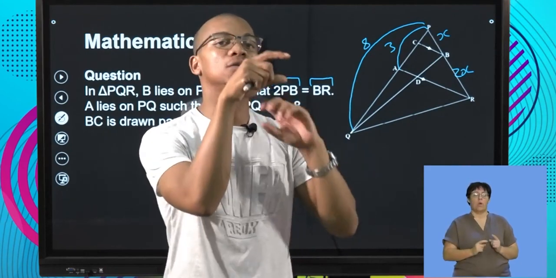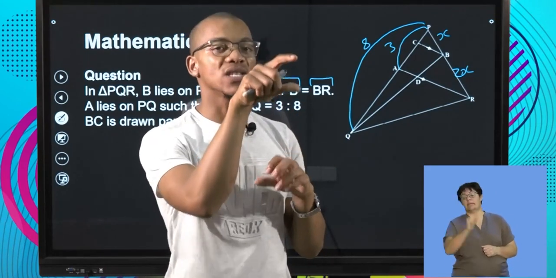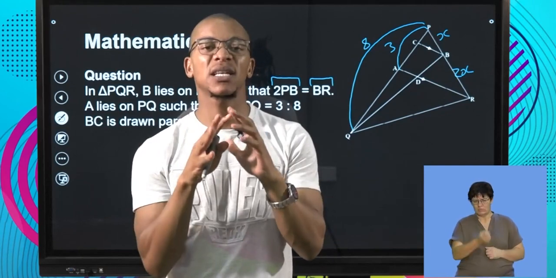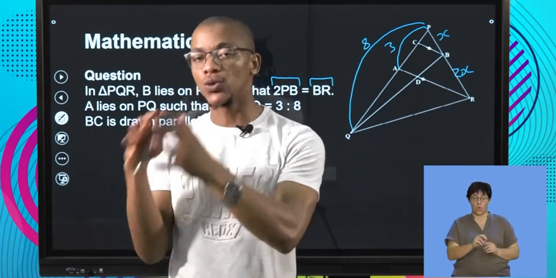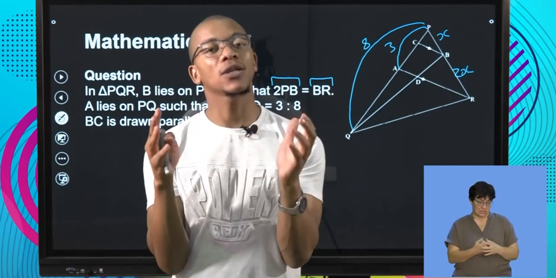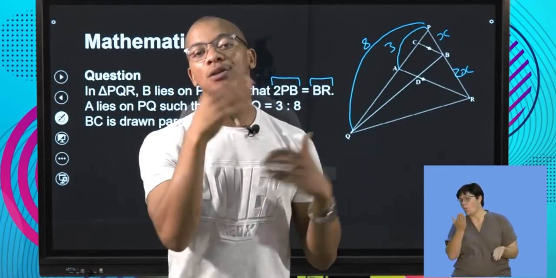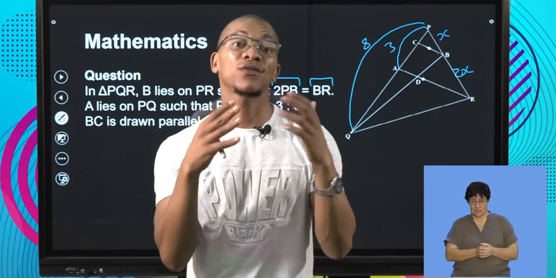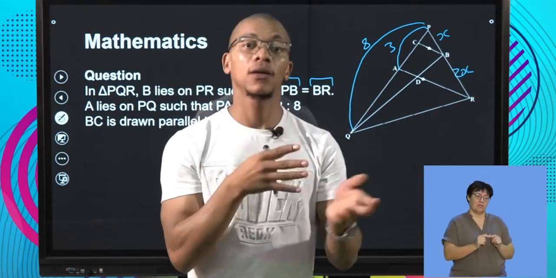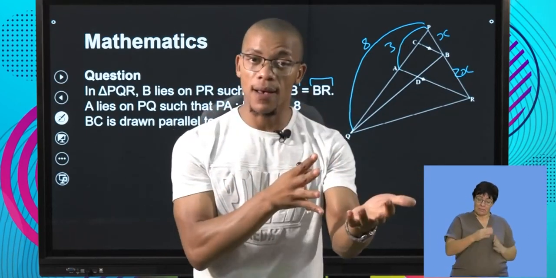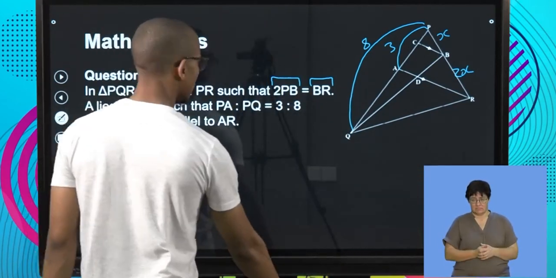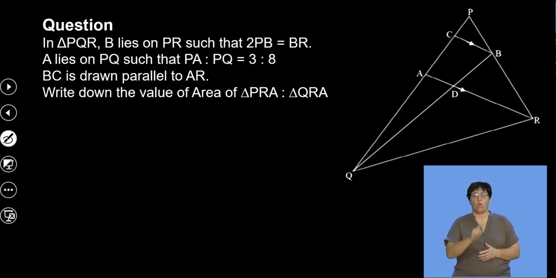Not that 1 is to 2 means this one is 1 unit and that is 2 units. Please understand that ratio and units are not the same thing. Ratio is just how they compare to one another in terms of their lengths, not what the lengths are. Now, let's see what the questions will be.